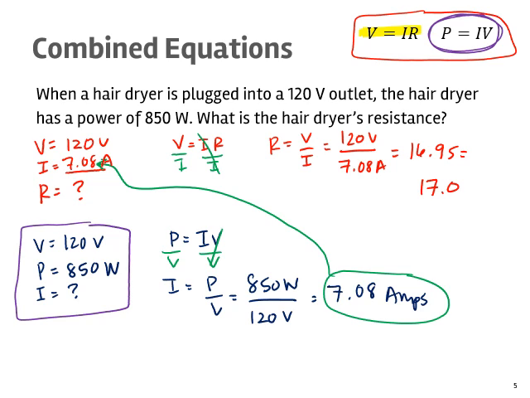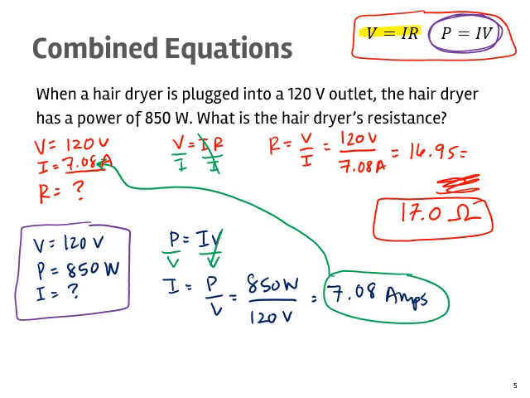Our units for resistance, whoops, I got a little carried away there. Let's see if we can fix that. Oh, it's not wanting to erase very well. No worries, we can just scratch that out. 17.0 ohms.